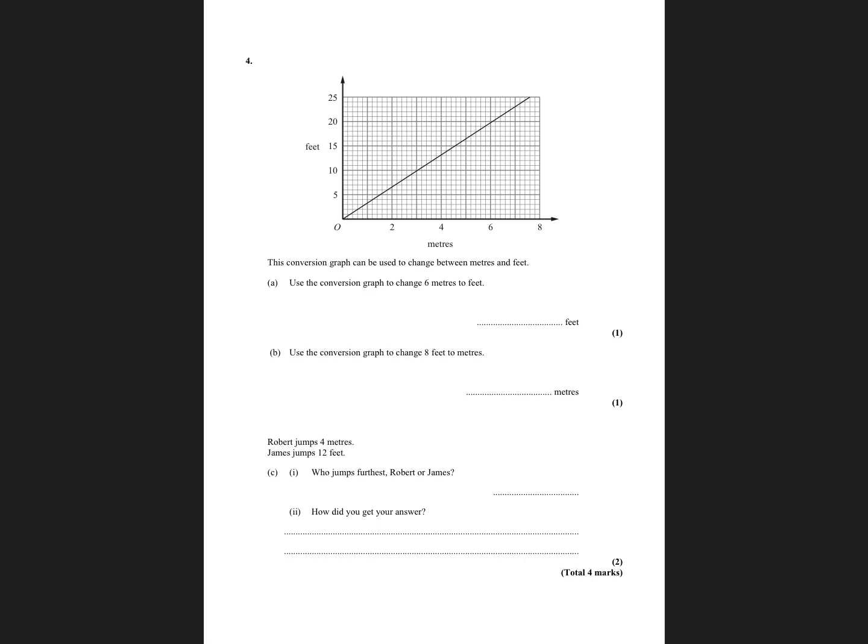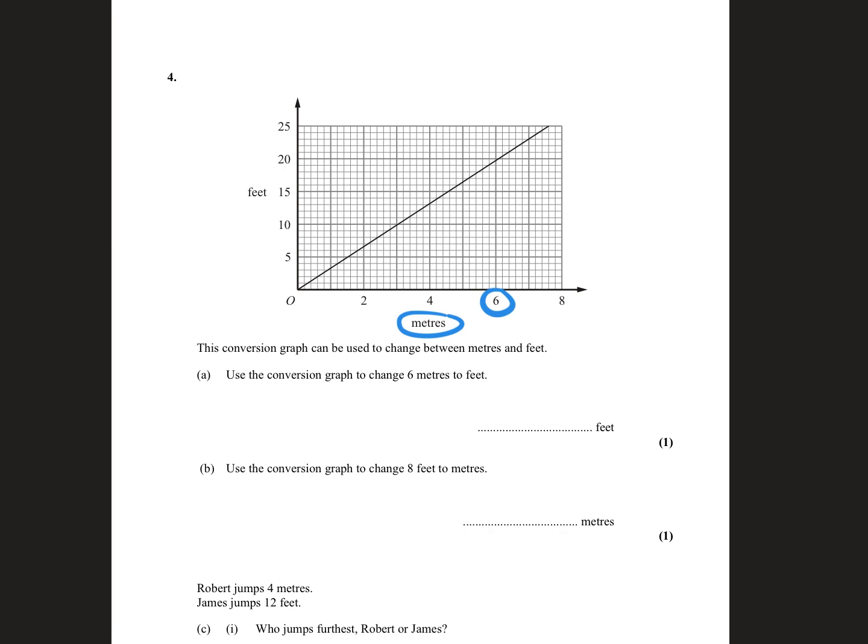So this conversion graph can be used to change between metres and feet. Use the conversion graph to change 6 metres to feet. So metres is on our bottom scale and we want to change 6 metres into feet. So I'm going to draw up here. Again, we can zoom in just to make sure we're nice and accurate. So 6, going to draw straight up to where you meet the line and then across. So that is telling us that 6 metres is equivalent to 20 feet. So 6 metres is 20 feet.